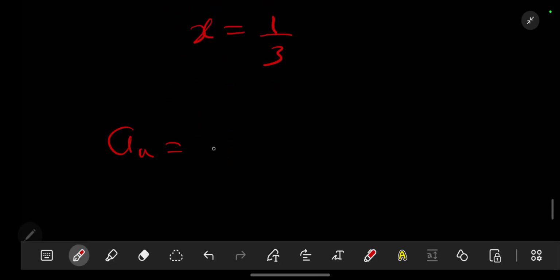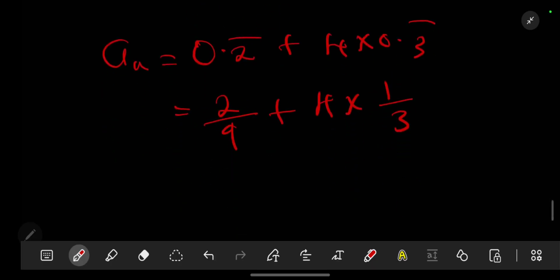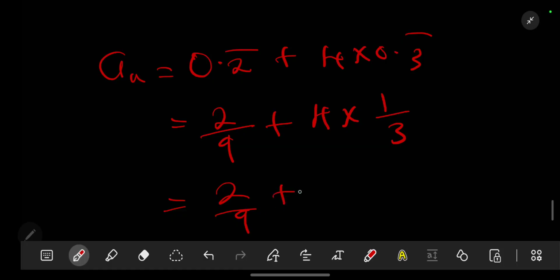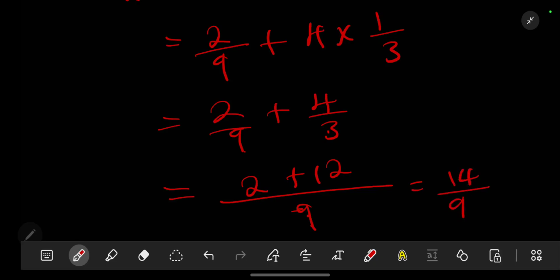So we said the nth term is equal to 0.2 bar plus 4 times 0.3 bar, which will be 0.2 bar, which we have said is 2 over 9, plus 4 times 0.3 bar, which is 1 over 3. This gives us 2 over 9 plus 4 over 3. 9 is the common denominator. So 9 divided by 9 is 1 times 2 is 2. 9 divided by 3 is 3 times 4, that's 12. 2 plus 12 gives us 14 over 9.